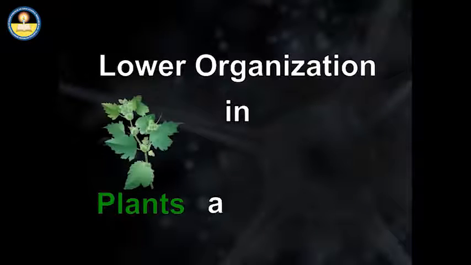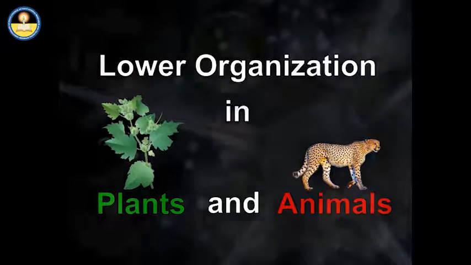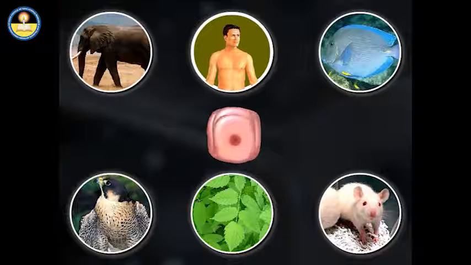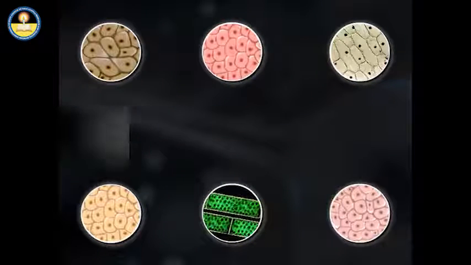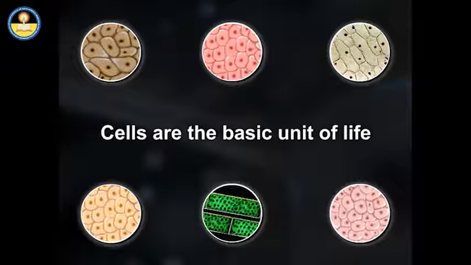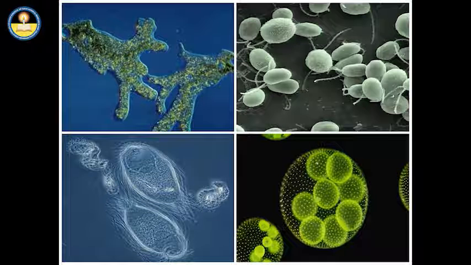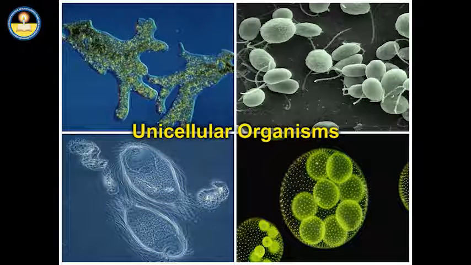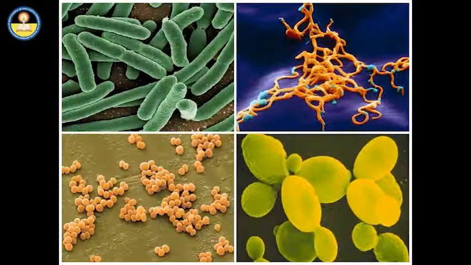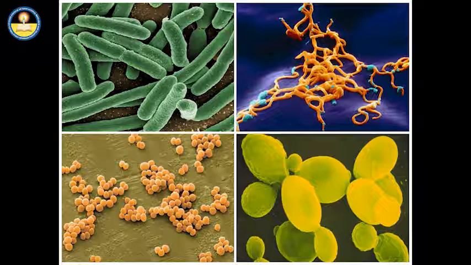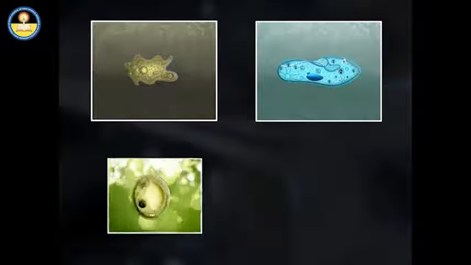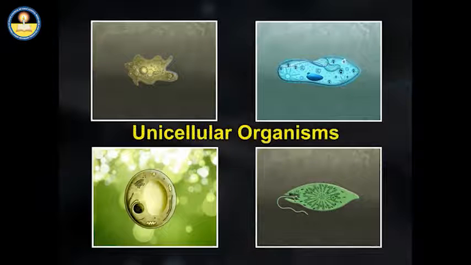Lower organization in plants and animals. All living organisms are made up of cells. Cells are the basic unit of life. Many life forms consist of a single cell and they are known as unicellular organisms. Most microorganisms are unicellular. Amoeba, paramecium, yeast, euglena, etc. are examples of unicellular organisms.